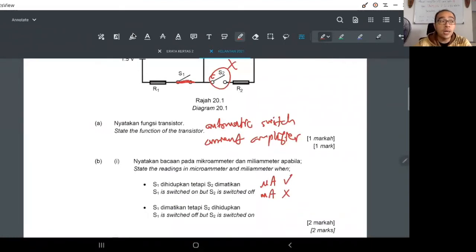I know that this question is a little bit confusing because the question is asking to state the readings. Somebody asked me, what is the reading? I cannot see any reading. Actually, it's just to state whether there is a reading or no reading.